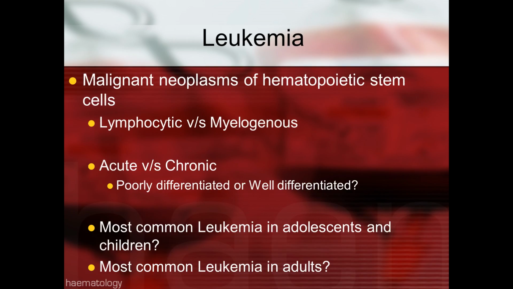So let's talk a little bit about leukemia. So leukemia means white blood, right? It's a malignant neoplasm of the hematopoietic stem cells. The lymphocytic leukemias involve immature lymphocytes and their progenitors that originate in the bone marrow but infiltrate into the spleen, the lymph nodes, the central nervous system, and other tissues as well.